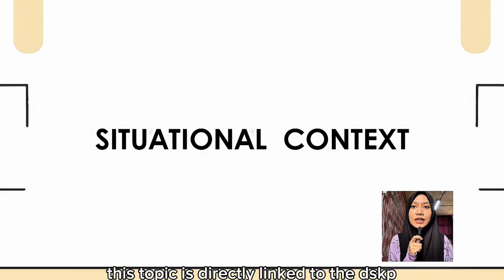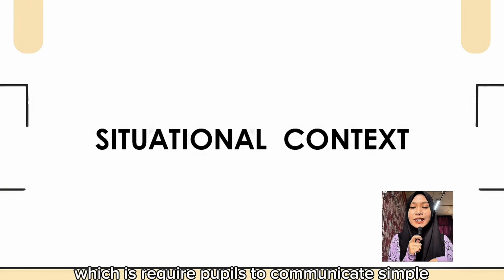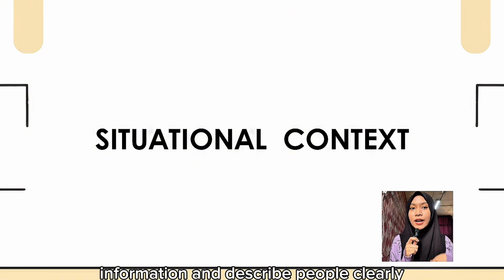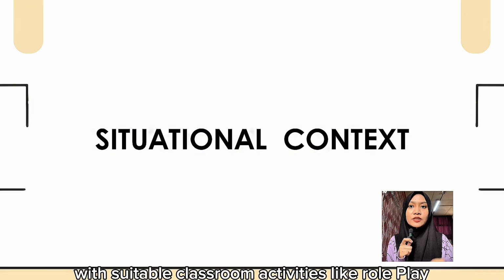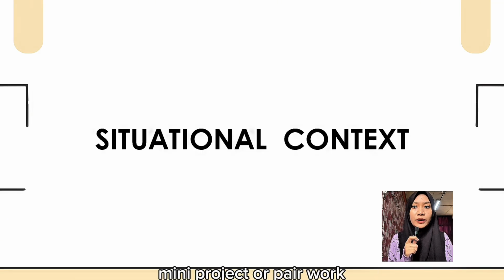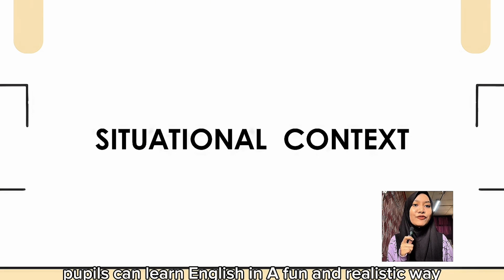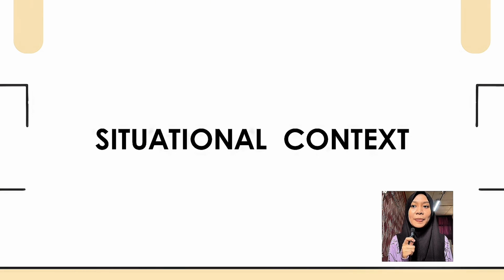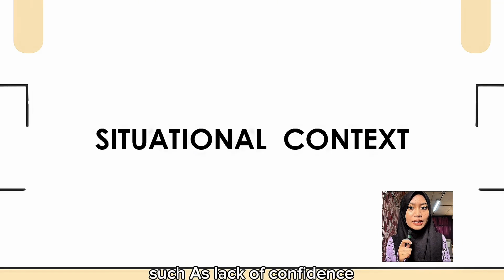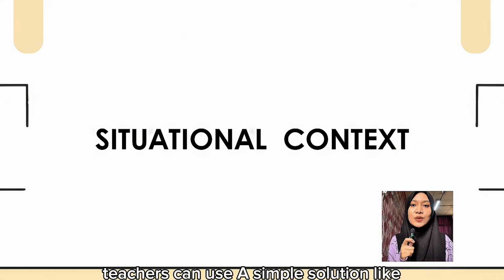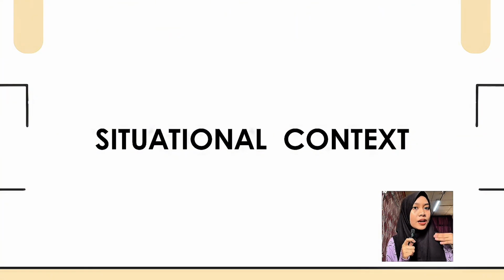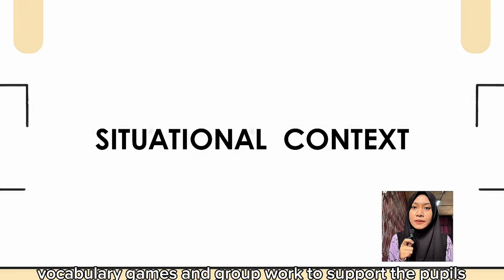This topic is directly linked to the DSKP, which requires pupils to communicate simple information and describe people clearly. With suitable classroom activities like role play, mini project, or pair work, pupils can learn English in a fun and realistic way. Although there are several challenges such as lack of confidence and code switching, teachers can use simple solutions like guided role play, vocabulary games, and group work to support the pupils.